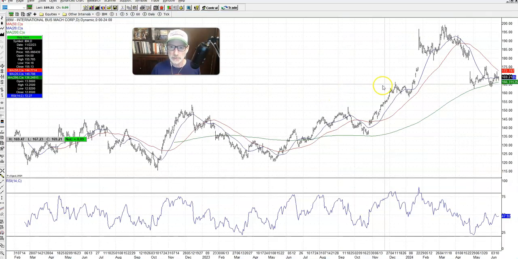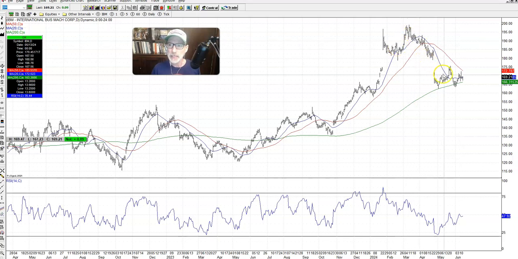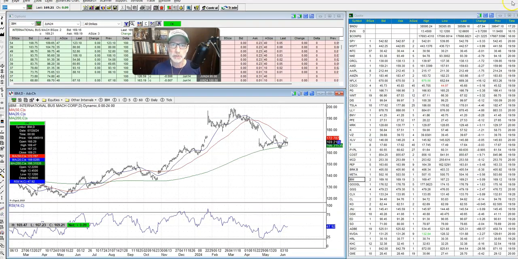What else? IBM. Here's a scenario here. IBM coming down here. You've got all three moving averages, 20-day, 50-day, 200-day, kind of converging here. So IBM's moving sideways. It's going to blast out higher or lower soon. Keep an eye on that. You want to use these patterns to help you decide what's going to happen.